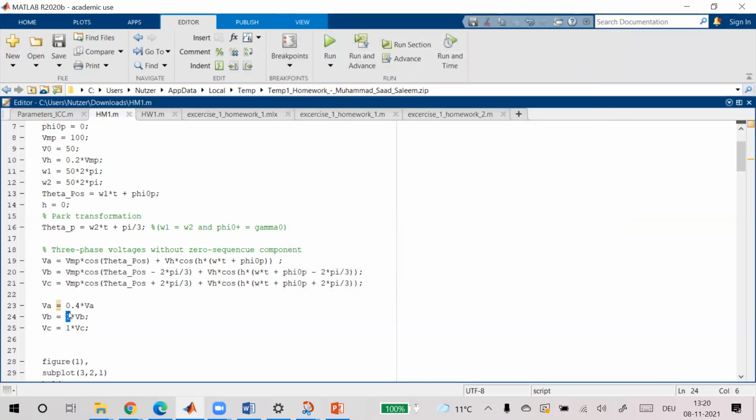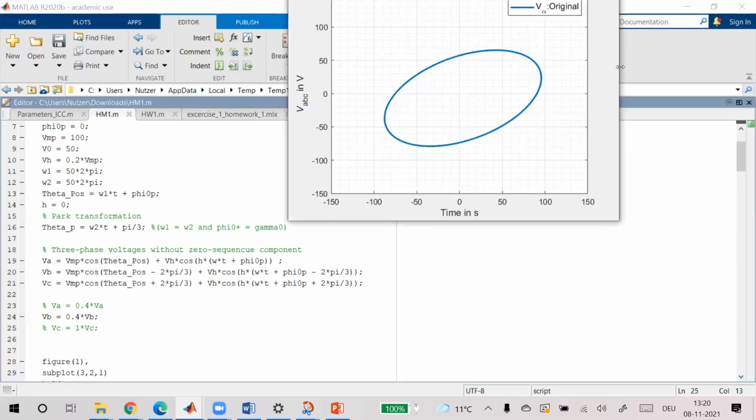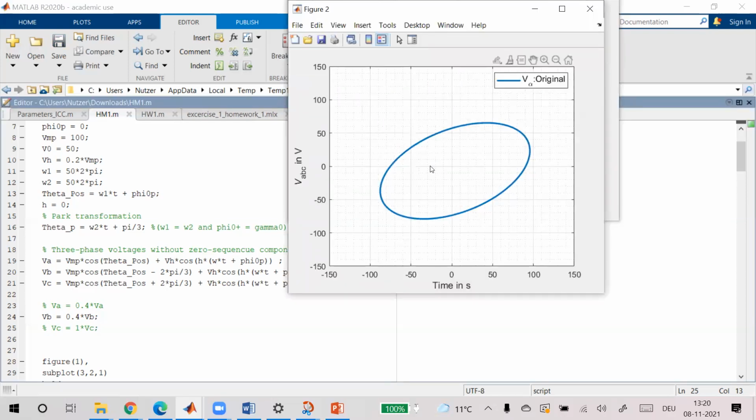Okay. And the same thing you can see with this. So B phase, it is expected to have like this. So for B and C fault, you can remember like your phasor diagrams. Okay.